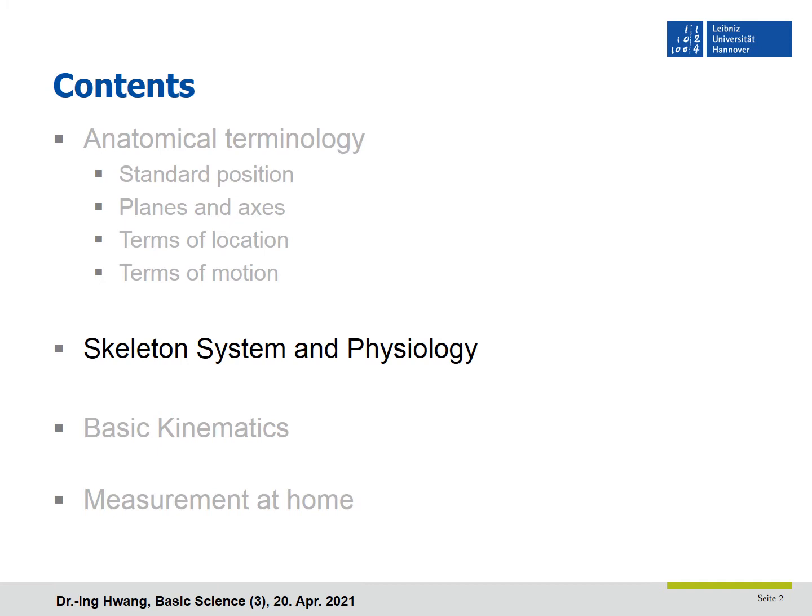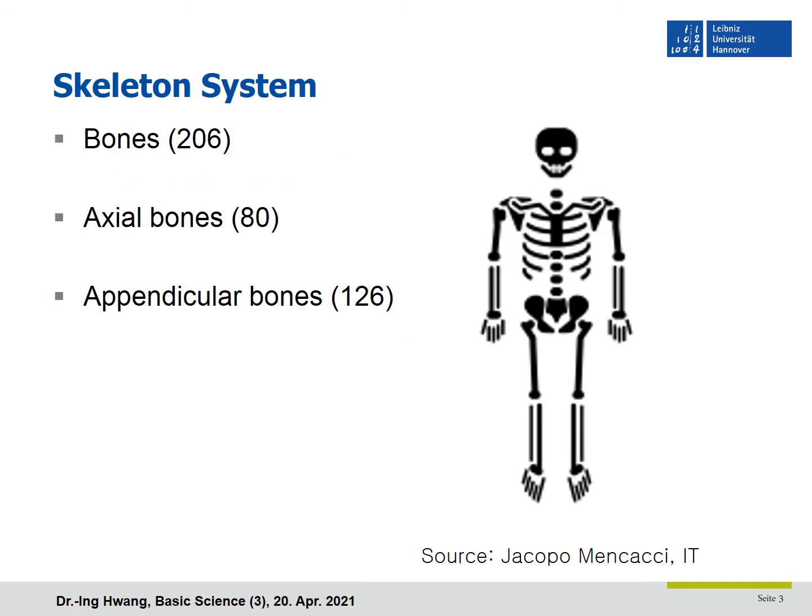Today we will talk about the skeletal system and physiology in this video. You might already know about them. Today we will just remind terminologies. First, here is the whole body skeleton. For adults, the human body has 206 bones. Our skeletal system is divided into 80 axial bones and 126 appendicular bones. Axial bones consist of the skull, spine, sternum, and ribs.